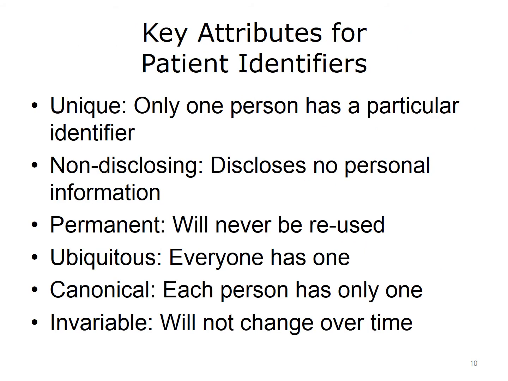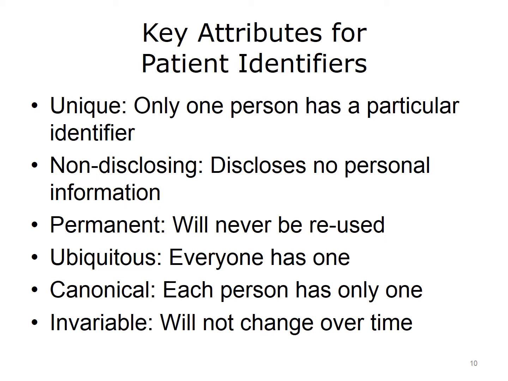What are some of the key attributes we would want in patient identifiers? These were laid out in a report by Connecting for Health published in 2005. Clearly, we want the identifier to be unique such that only one person has a particular identifier, and it's not assigned to anyone else. The identifier should not be disclosing. That is, the identifier itself should be some sort of code that doesn't disclose anything personal about the individual.